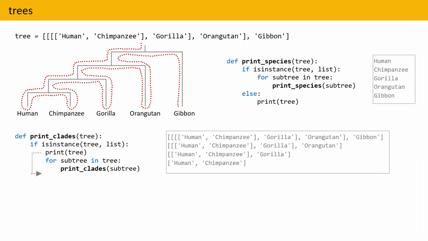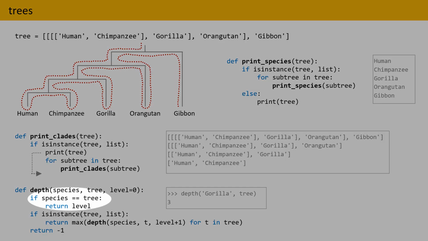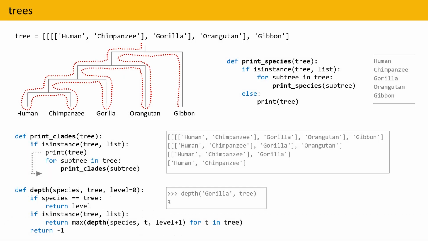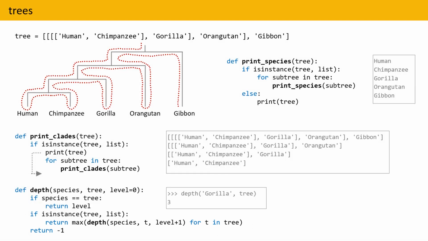The recursive function depth returns the level of a species name within the tree. First, it checks if the tree is equal to the species name. If so, it returns the level. If not, it iterates over the subtrees and recursively calls depth with an increased level.